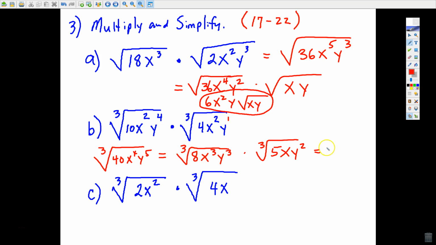The cube root of 8 is 2. Cube root of x cubed is x. Cube root of y cubed is y. And then we'll just have to write this in radical form because it doesn't simplify.